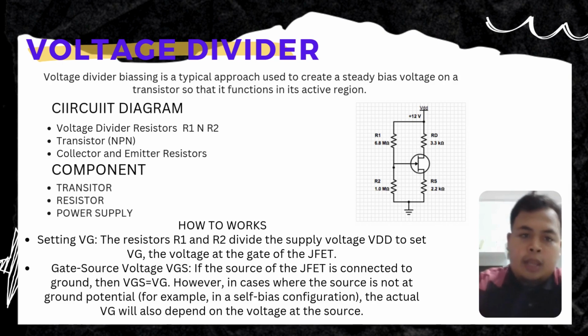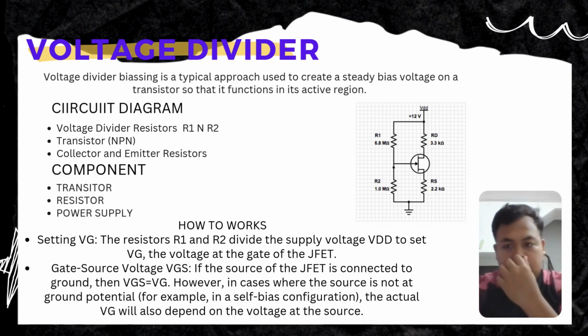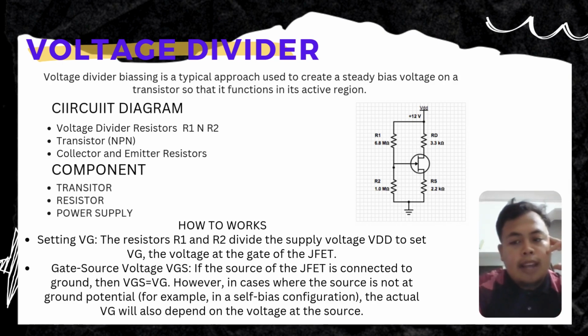My part is about voltage divider biasing. Voltage divider biasing is a typical approach used to create a steady bias voltage on a transistor so that it functions in its active region. First is the circuit diagram. First point is about voltage divider resistors R1 and R2. R1 and R2 are connected in series between the power supply, VCC, and ground. The midpoint between R1 and R2 is connected to the transistor, and this point sets the base voltage.